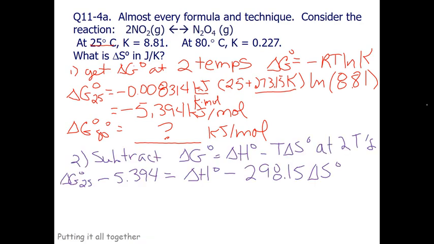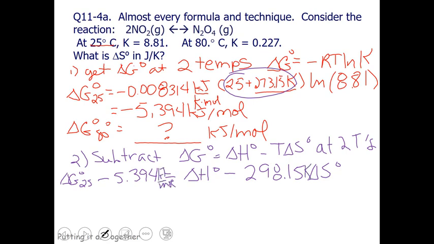Our next job is to subtract the two equations, delta G naught equals delta H naught minus T delta S naught at two temperatures. So I've set up the first one for you, delta G naught at 25 degrees Celsius, which we have solved for as minus 5.394, is equal to delta H naught minus the sum of 25 and 273.15, so that's 298.15 times delta S naught.